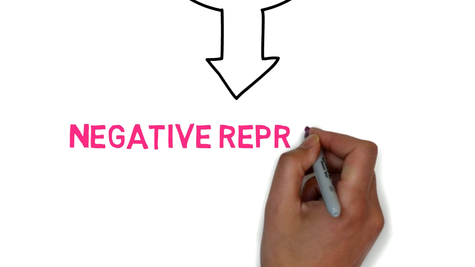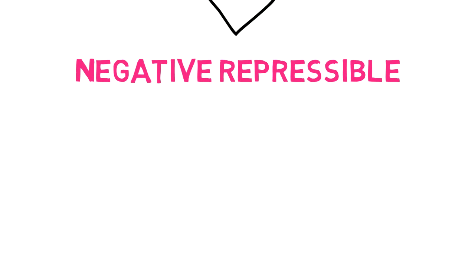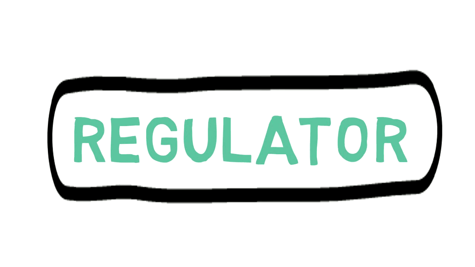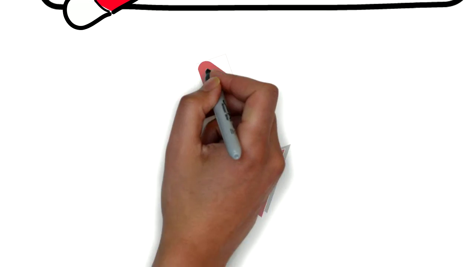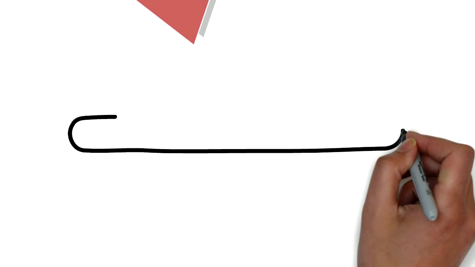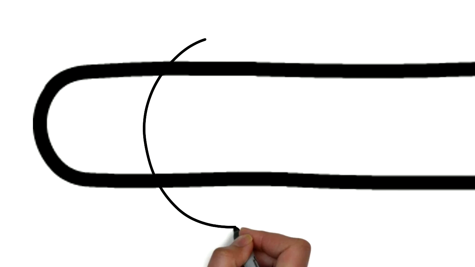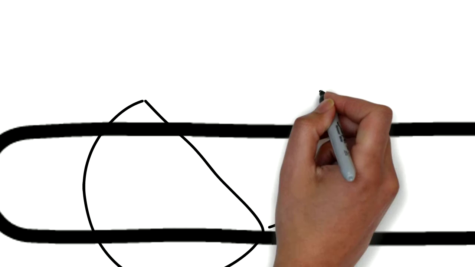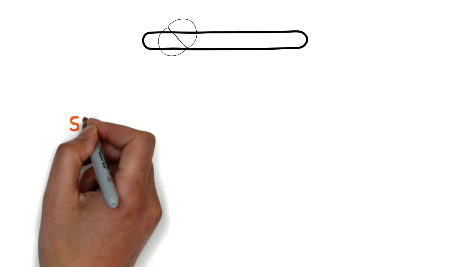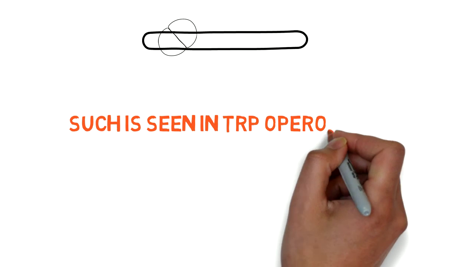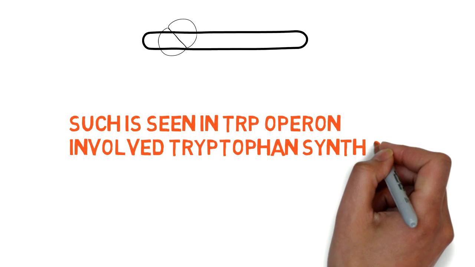In negative repressible operons, transcription occurs normally. A regulator gene, however, produces repressor proteins, which do not bind to the operator normally. However, when a co-repressor binds to the repressor, it causes a change in the active site, which prevents transcription. Such is seen in the trp operon, involved in the synthesis of tryptophan.